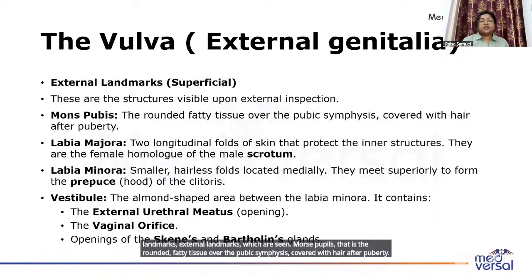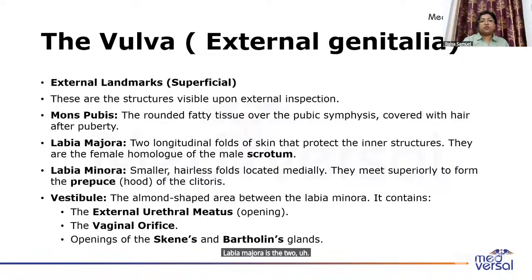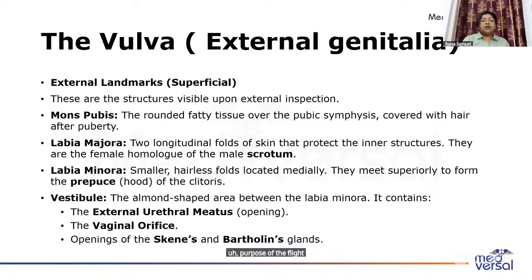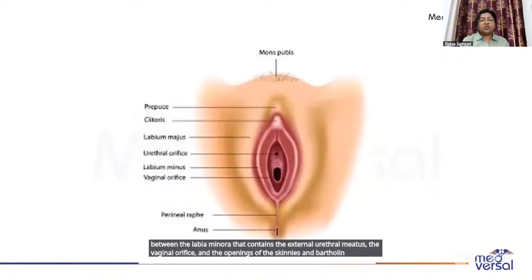Labia majora are the two longitudinal folds of skin that protect the inner structures. They are the female homologue of the male scrotum. Labia minora are the smaller hairless folds located medially. They meet superiorly to form the prepuce of the clitoris. Vestibule, that is the almond-shaped area between the labia minora that contains the external urethral meatus, the vaginal orifice, and the openings of the Skene's and Bartholin's glands. So this is the vulva.